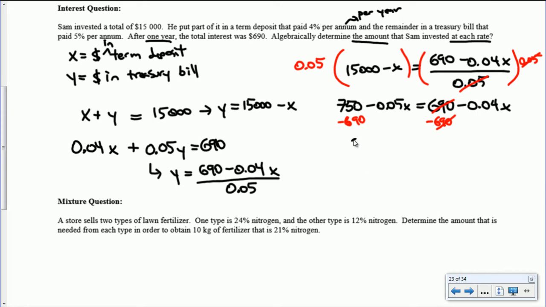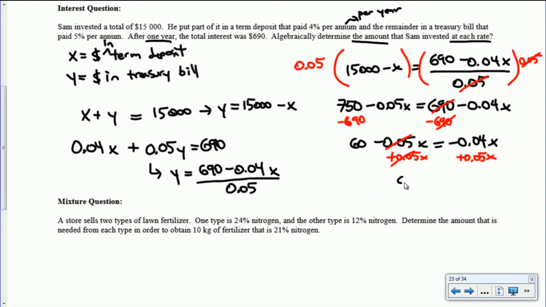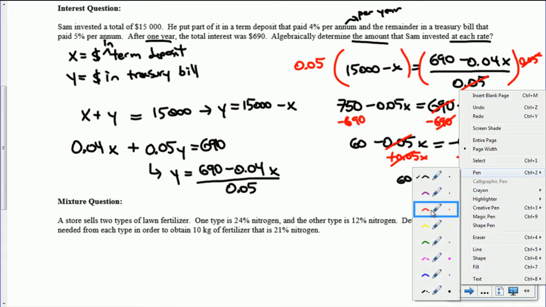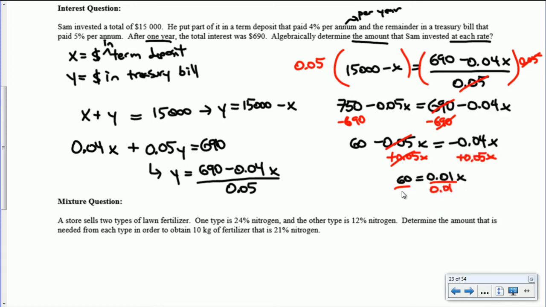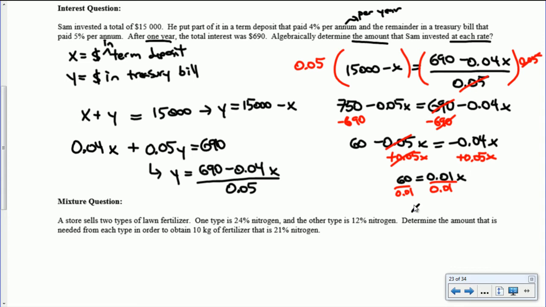750 minus 690 is 60, minus 0.05x equals negative 0.04x. I need to bring this x over with the rest of it. So I add 0.05x to both sides, plus 0.05x. That works out to 0.04 plus 0.05x turns out to be 0.01x. So we have 60 equals 0.01x. And I can finish this by dividing both sides by 0.01, giving us finally x is equal to 6,000.